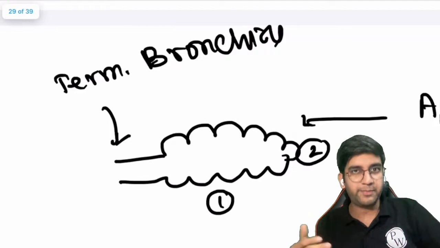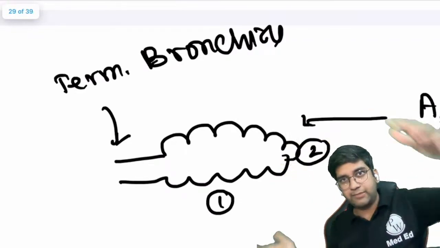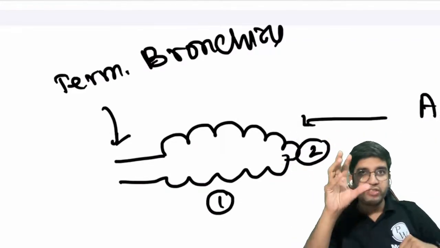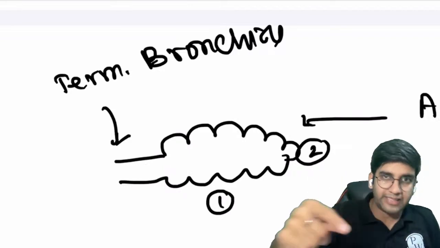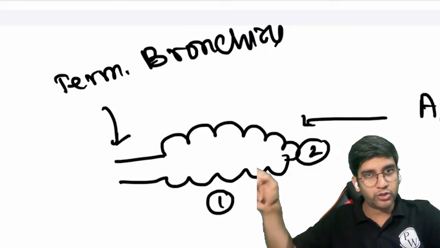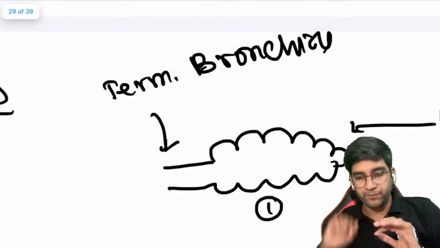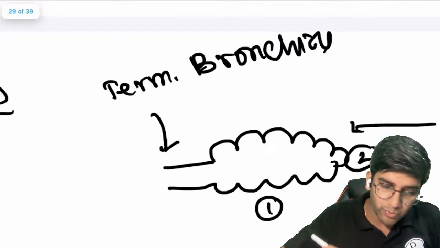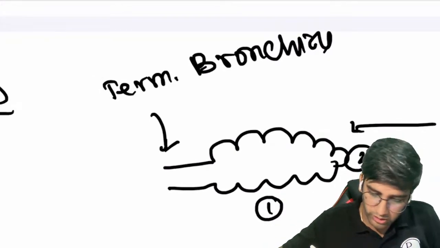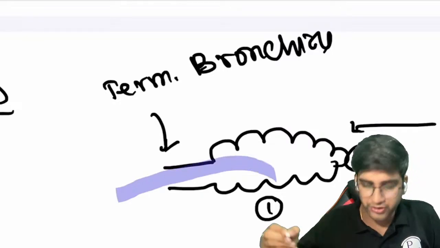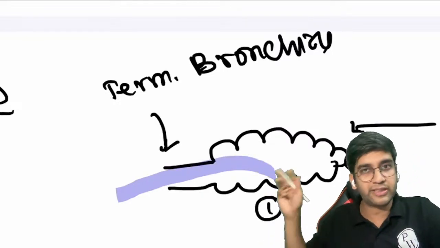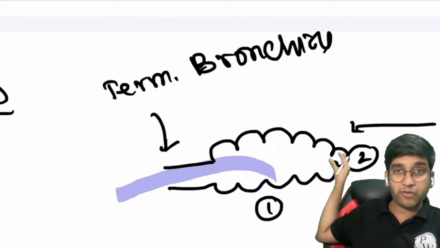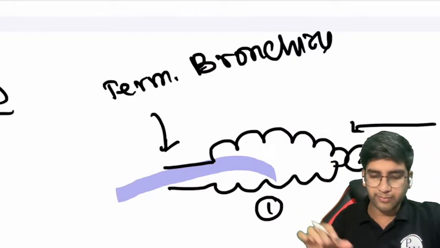I'll just repeat it once again. It's an inflated structure, and I'm throwing something inside. It goes to the most dependent part. It will not go to the tip. So when a person smokes, the particles of the smoke will come and get deposited here. There's a possibility some of them might go to the tip, but the majority will deposit here, right?